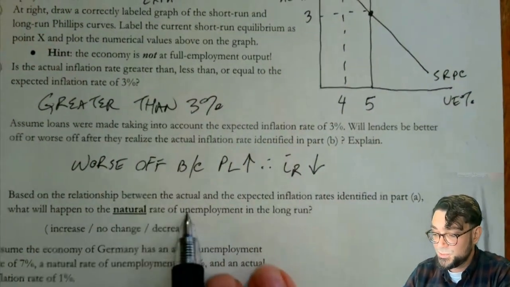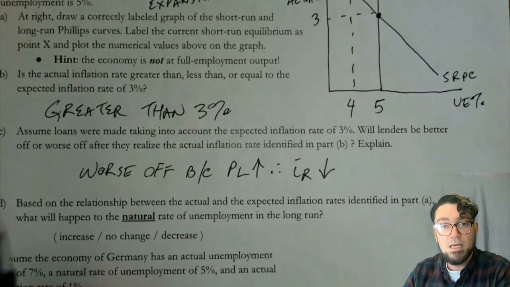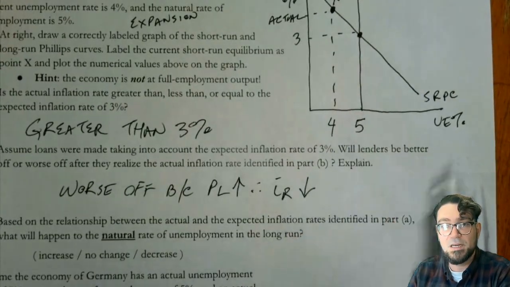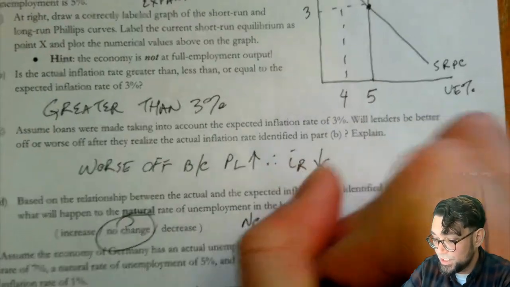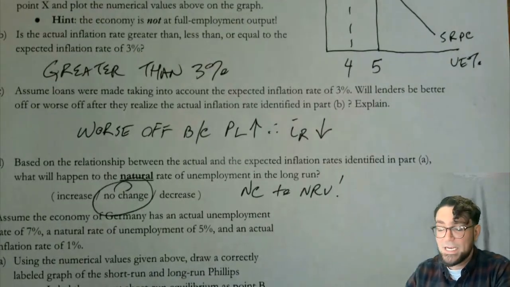D, based on the relationship between actual and expected inflation rates identified in part A, which I guess is that this is greater, what will happen to the natural rate of unemployment in the long run? The 5% number, that doesn't change. So no change to the natural rate of unemployment. Almost always, we're never going to end up changing the natural rate.